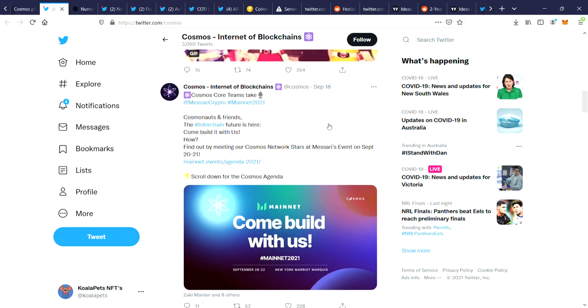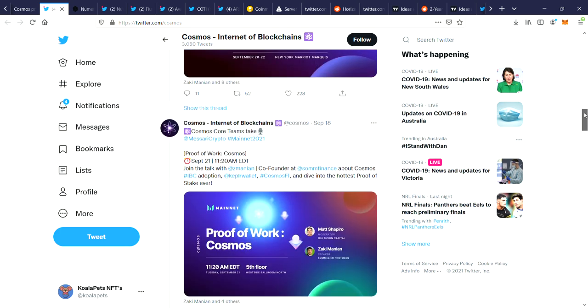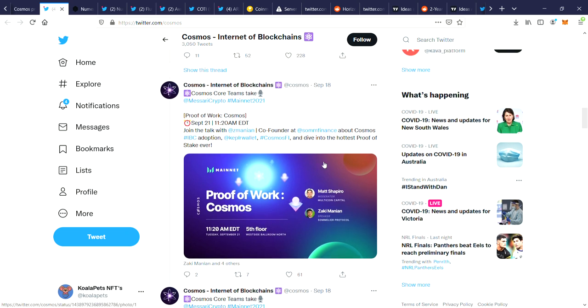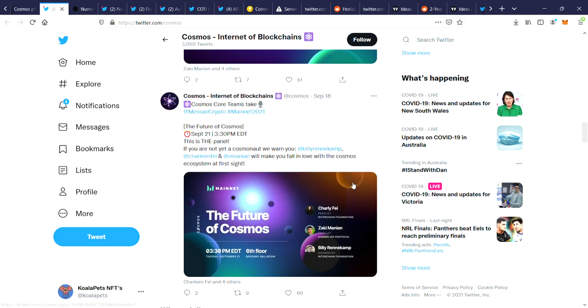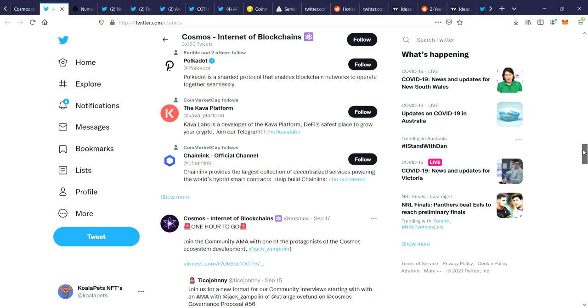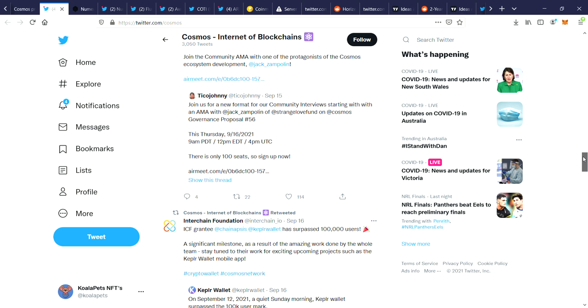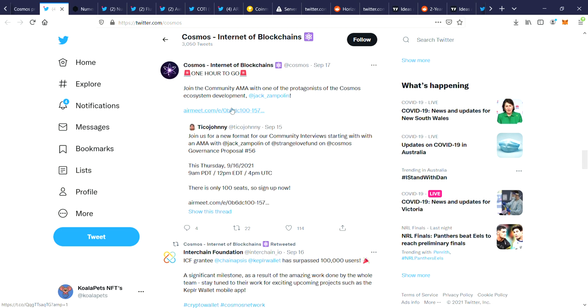Cosmonauts and friends, the interchain future is here. Come build it with us, Cosmos Network stars. So they got some event on, and it's Mainnet 2020. Oh, so that's probably helping to boost the price, this news right here. So they got the proof of work, Cosmos, 21st of September at this time on the 5th floor. So that's good. It's good when the coins get out there and do some presentations. Then they've got another one. They've got a whole lot of presentations and stuff coming up. So I think it's good. And that's probably what's helping the price to grow. Join the community AMA with one of the protagonists of the Cosmos ecosystem development.